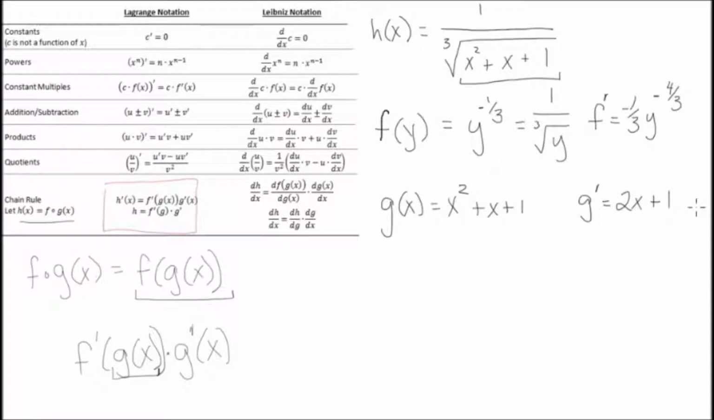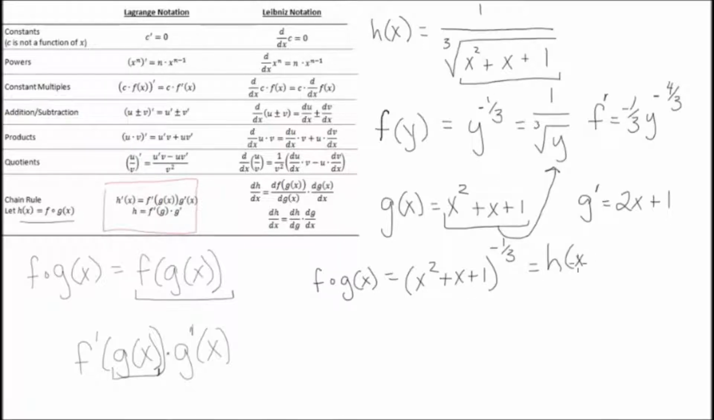So now I need to combine these. I am going to double check that I've done this correctly, that my composite function is set up correctly. So if I take f composite g of x, I'm going to substitute x squared plus x plus 1 in for the y in the function. So there I would have x squared plus x plus 1 raised to the negative 1/3 power, and I double check that that is in fact equal to the function that I'm trying to figure out. It is. It's equal to h of x.